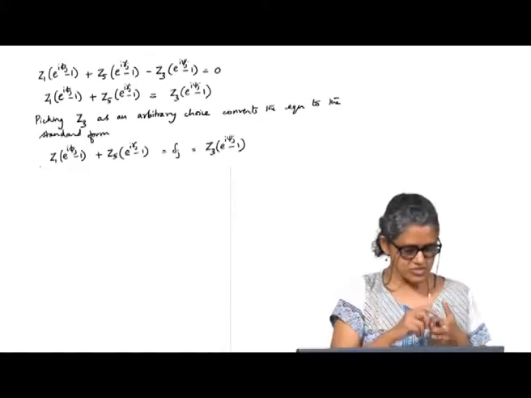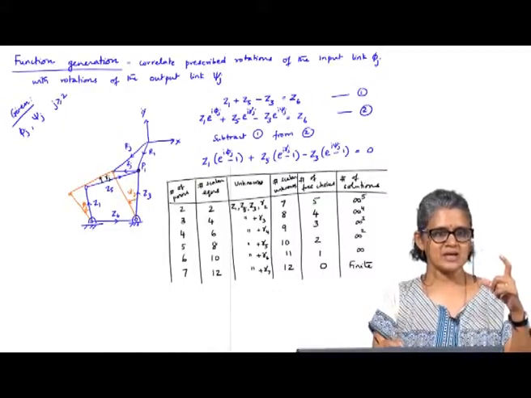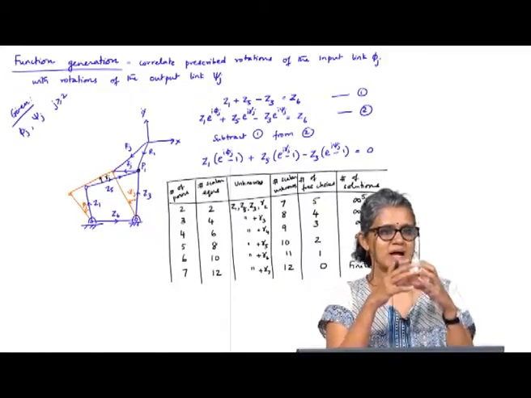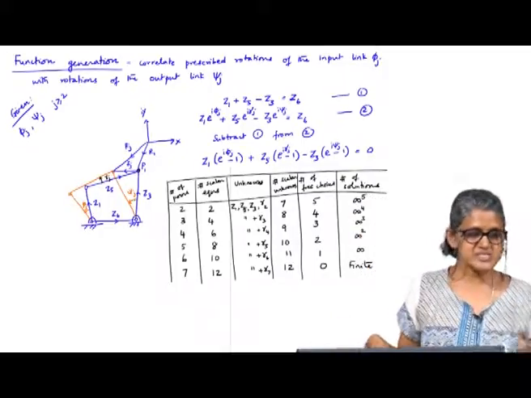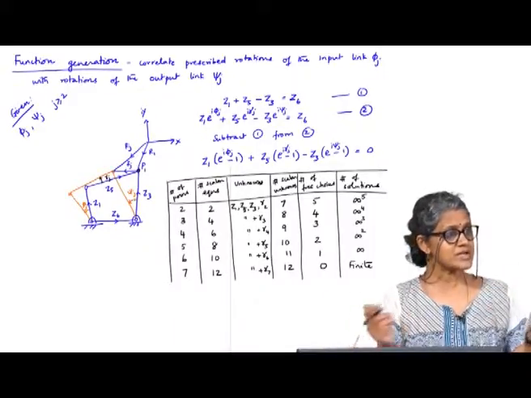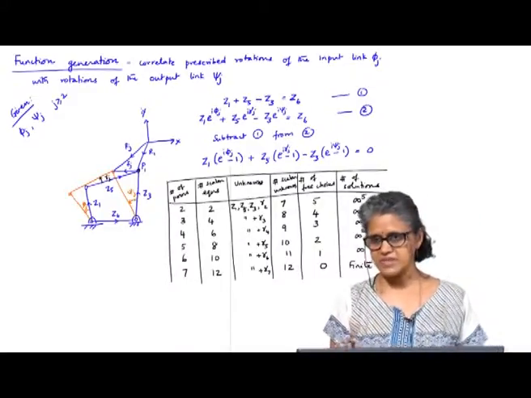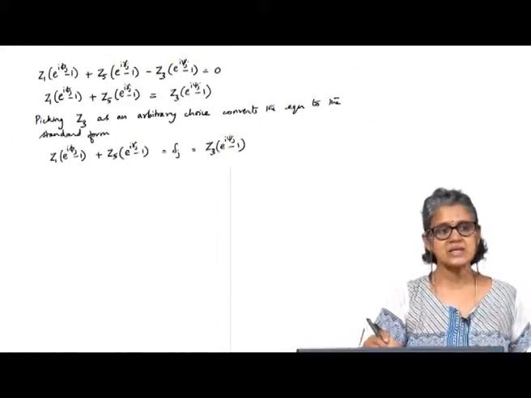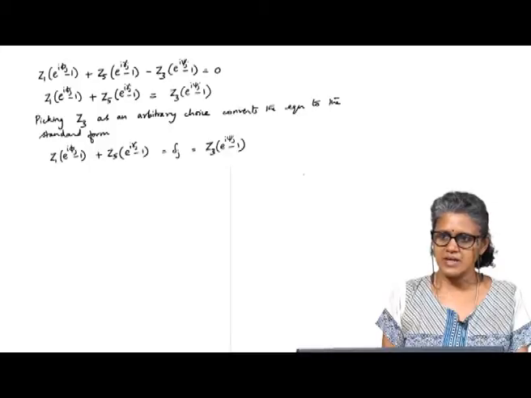When I pick one of the vectors, when I specify that, I am essentially specifying the scale of the linkage and its orientation. So, I can always change that, and it is not going to give me a new mechanism. It will be new in terms of the dimension, but the input output relationship will not change. So, that is what we are doing here when we pick z3 and then convert this to the standard form of the dyad equation.